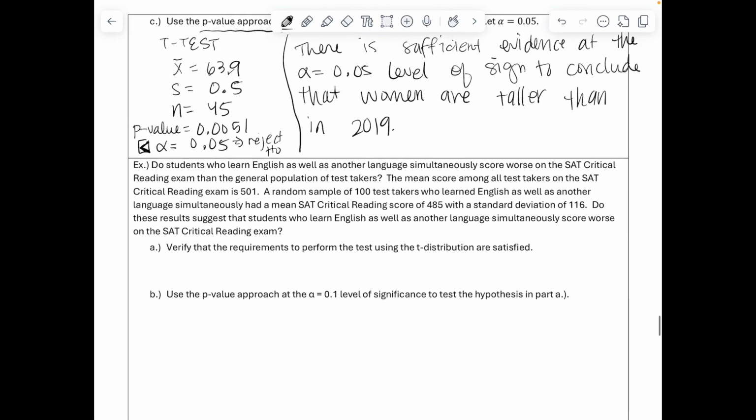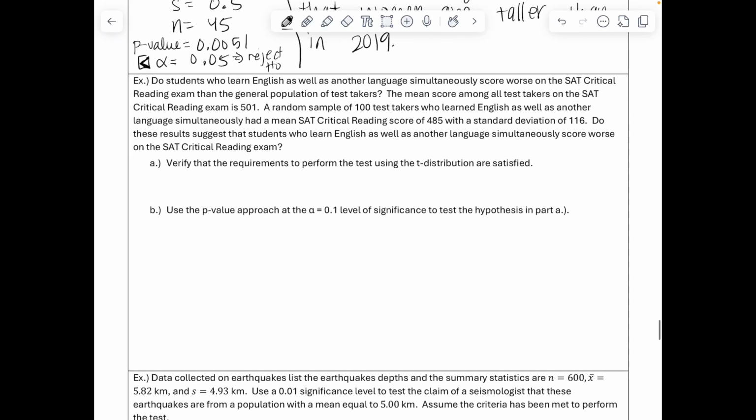So right below this, we have another example. This example says, do students who learn English as well as another language simultaneously score worse on the SAT critical reading exams than the general population of test takers? The mean score among all test takers for the SAT critical reading is 501. And so that's going to be our population.